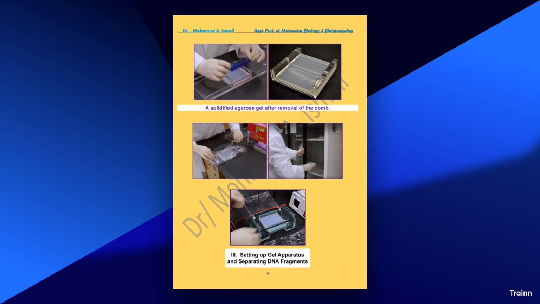C. Improper gel imaging. Error: using a poorly calibrated or malfunctioning imaging system. Impact: this can lead to inaccurate band intensity readings or misinterpretation of results. Solution: regularly calibrate imaging equipment and ensure it is functioning properly before use.